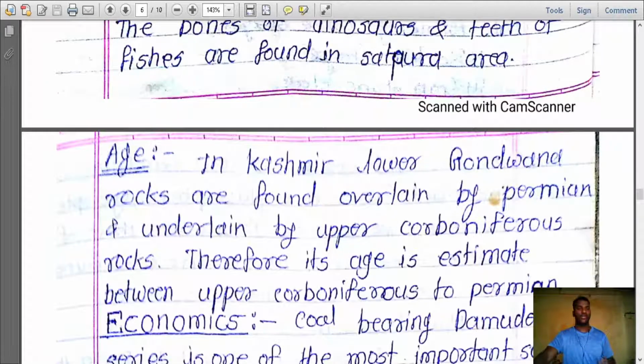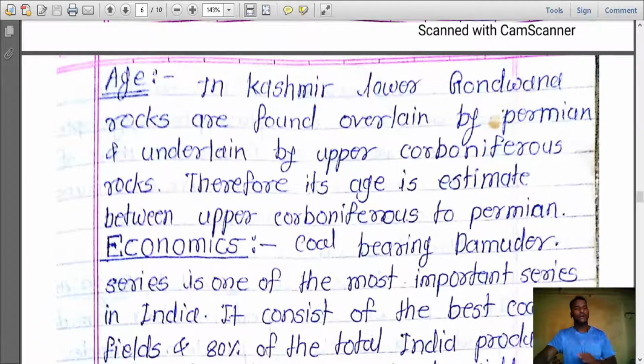Age. In Kashmir, Lower Gondwana rocks are found overlain by Permian and underlain by Upper Carboniferous. Overlain by Permian and underlain by Upper Carboniferous rocks. Therefore, its age is estimated between Upper Carboniferous to Permian.